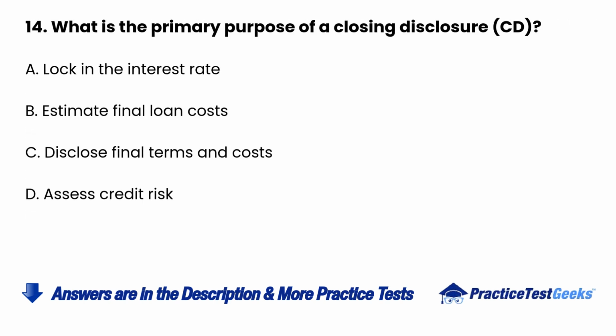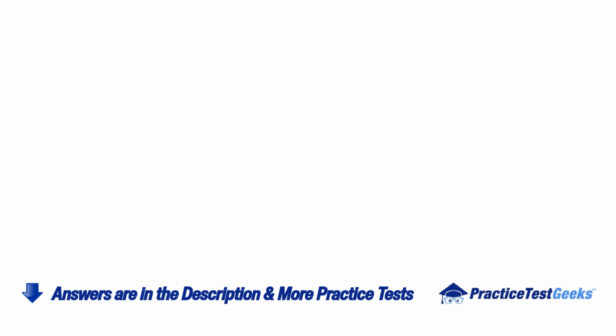14. What is the primary purpose of a closing disclosure or CD? A. Lock in the interest rate. B. Estimate final loan costs. C. Disclose final terms and costs. D. Assess credit risk.